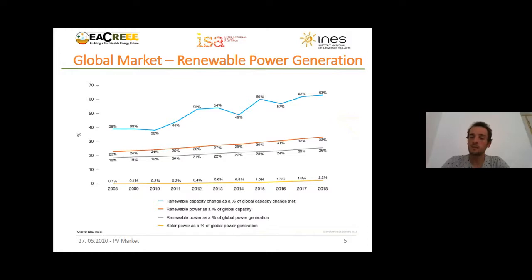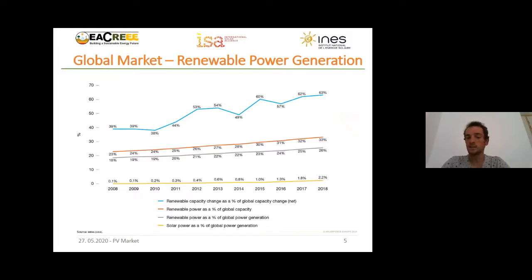So it means that for, say, four to five years, each year we install more capacity from renewables than capacity from fossil fuels. And that's quite good news. And we should increase this percentage further on, as we know climate change issues and peak oil issues.